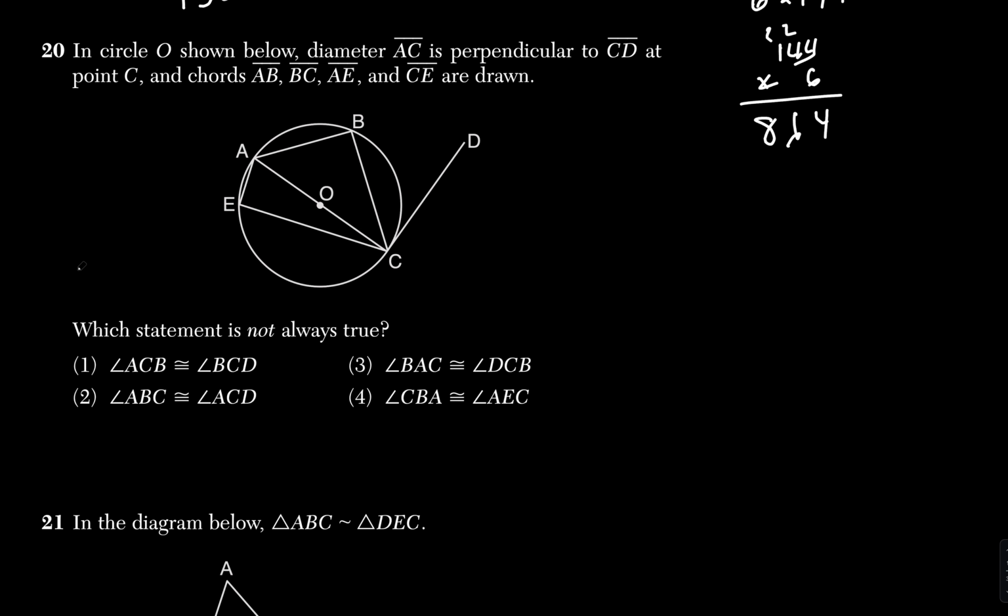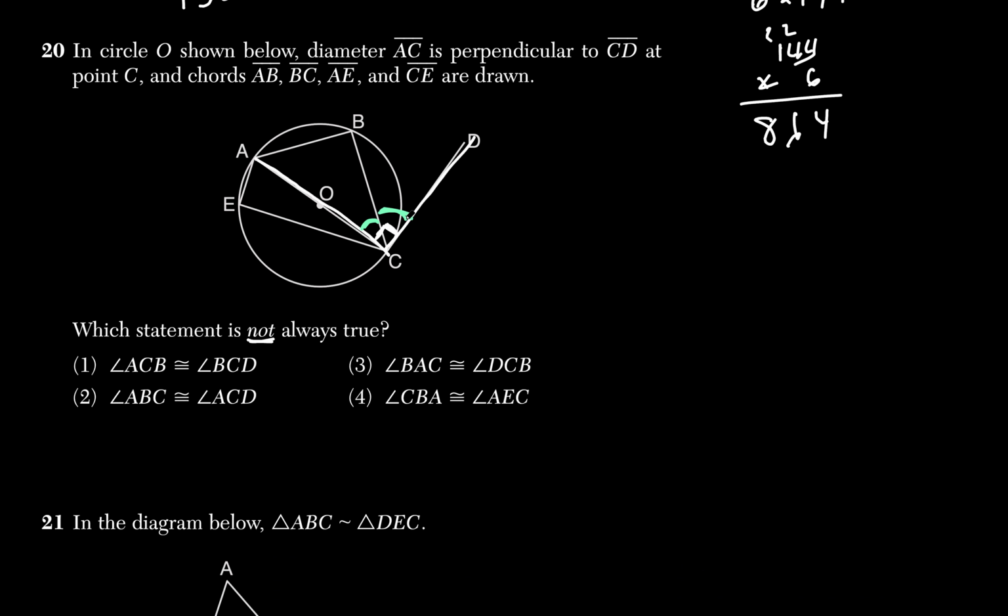Okay, number 20. In a circle O shown below, diameter AC, so we have this diameter right here, AC, is perpendicular to CD. That means you have a right angle being formed here at point C, and chords AB, BC, AE, and EC are drawn. Which statement is not always true? So let's look at the choices. Angle ACB, so this angle is congruent to BCD. So right off the bat, this is not always true.